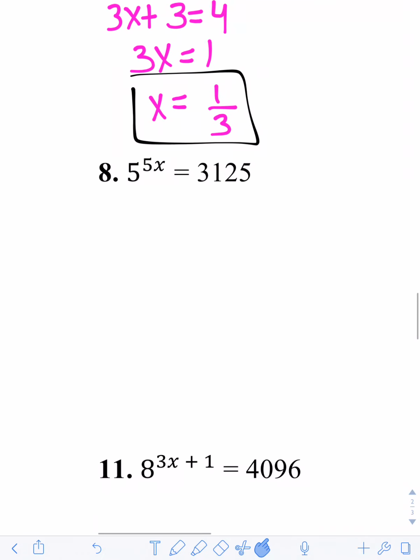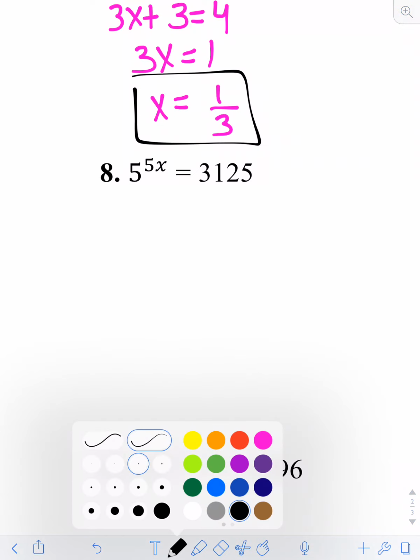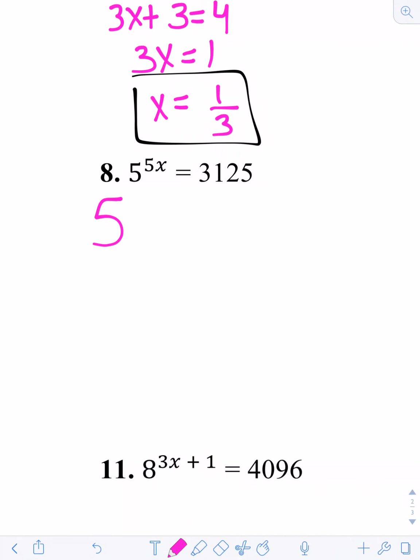Okay. Number 8. So again, for this one, we have 5 to the power of 5x is equal to... So I've got to know this. My base is 5 to the power of what gives me 3,125? Type it in your calculator. Keep going, and eventually you'll see it's to the power of 5.